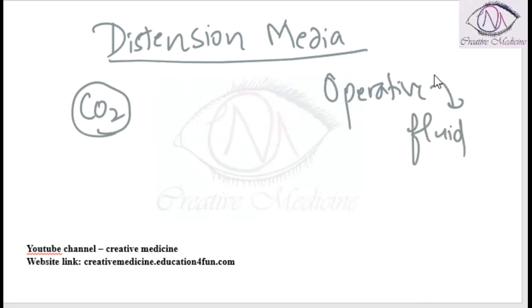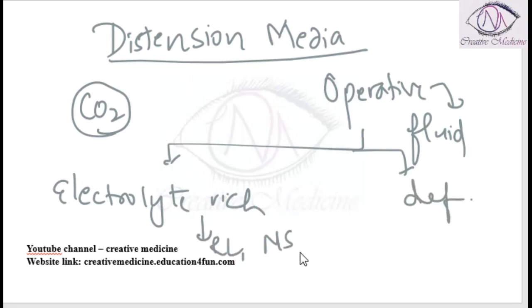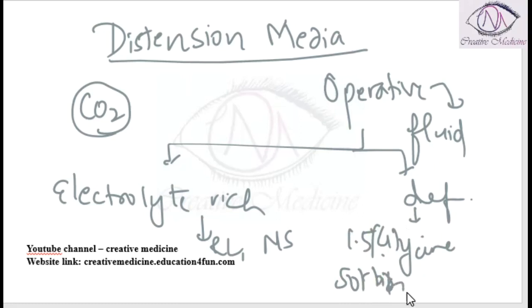So if the medium is fluid, we can use either an electrolyte rich fluid or an electrolyte deficient fluid. Electrolyte rich fluids are Ringer lactate and normal saline. Electrolyte deficient fluids are glycine 1.5% most commonly, sorbitol 3%, and mannitol 5%.